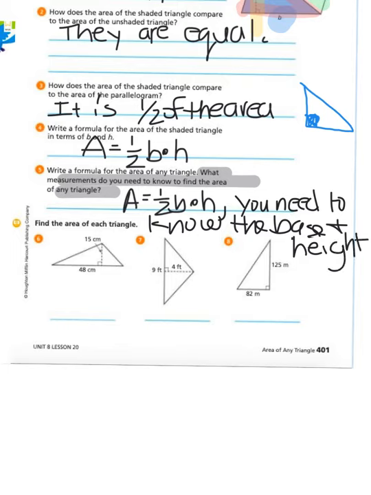H-E-I-G-H-T. There we go. And so, over here, we want you to find the area of the triangles. They tell you the base down here. And the base is defined as any side that the figure is sitting on. So this can be the base. And then the height is from the base to the tallest point. So figure that out. So you're going to use that formula, 1/2 base times height, to figure that out.